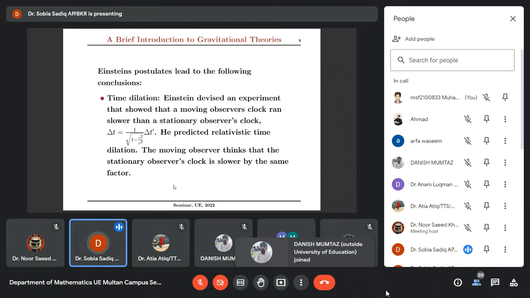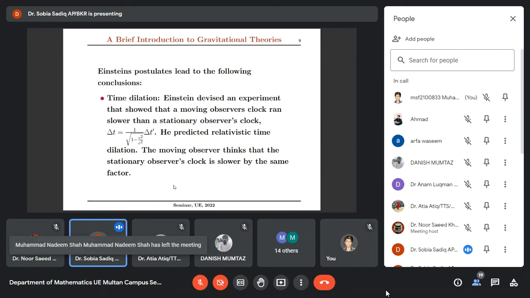These postulates of the special theory of relativity lead to the following consequences. First one is time dilation. Einstein found that moving clocks are slower than stationary clocks, and mathematically you can see that there is a factor whose presence indicates that there is a difference between the time measured by the stationary observer and the time measured by the moving observer. This means that time dilates.